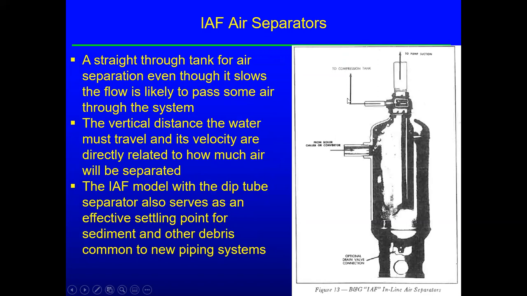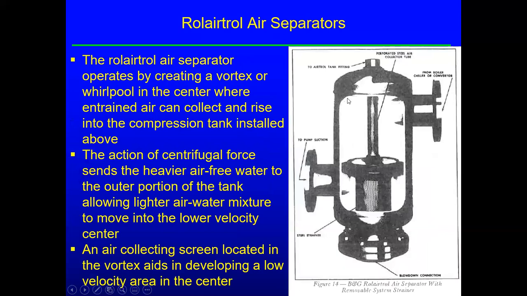A straight through, even though it slows the flow, is likely to pass some air through the system. The vertical distance the water must travel and its velocity are directly related to how much air will be separated. The IAF model with dip tube separator also serves as an effective settling point for sediment and other debris that, you know, could be some crud in the system that you can collect in this and get rid of. So another benefit. Then there's the Rolairtrol separators.